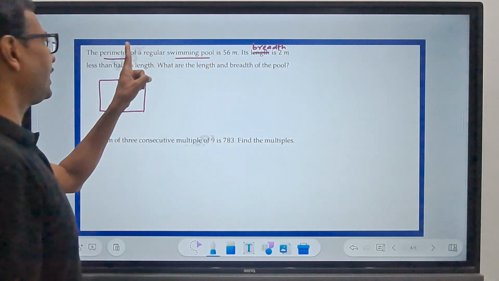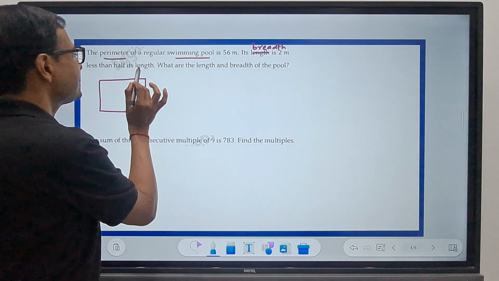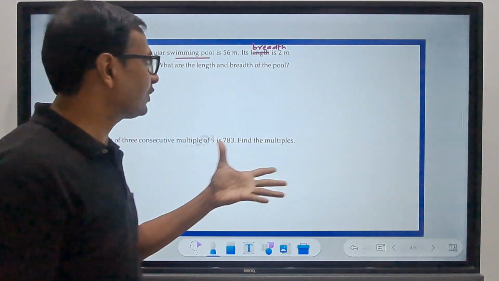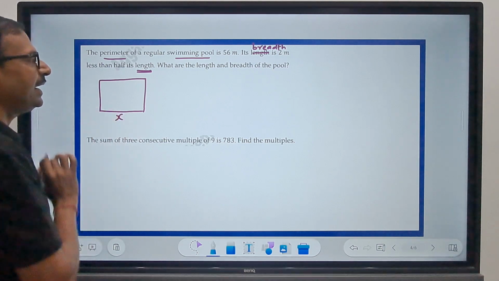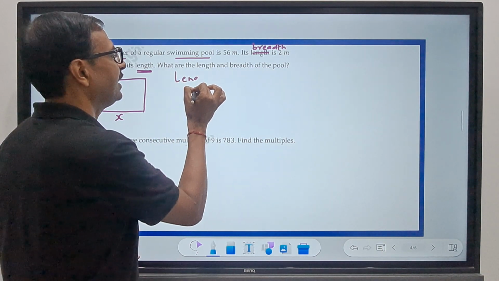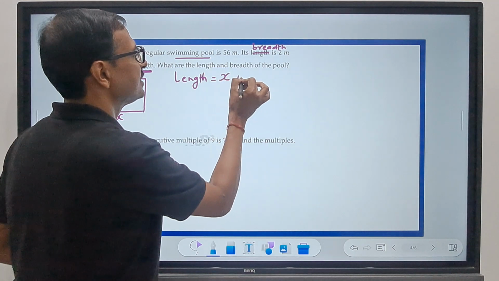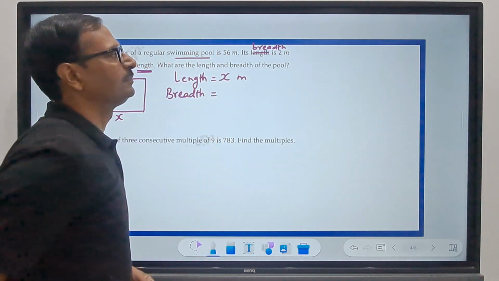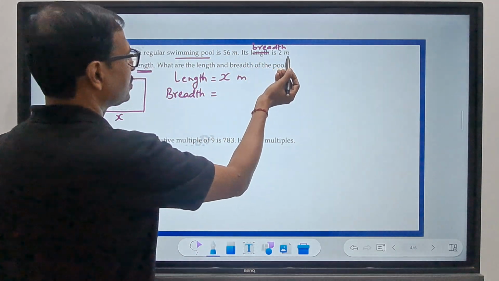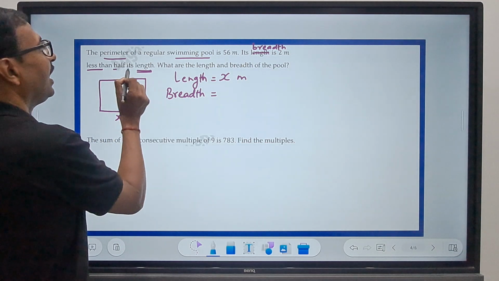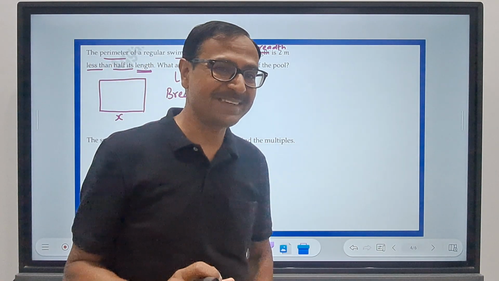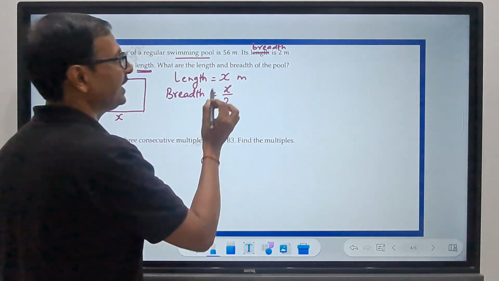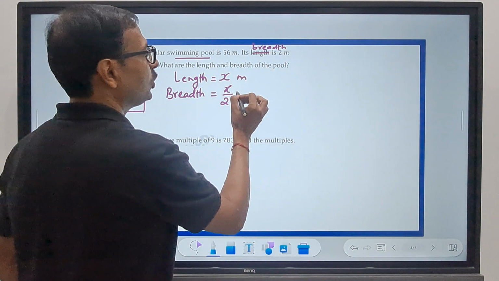So the breadth has been compared to the length. So this length is the independent variable, and breadth depends on the length. And so what will I do? I will assume the length to be x. So if I write the length to be x meters, I have to write breadth in terms of x now. So what does he say? Its breadth is 2 meters less than half its length. Half its length. So first of all I have to take half of the length, which is x upon 2, and then reduce that by 2 to get the breadth.